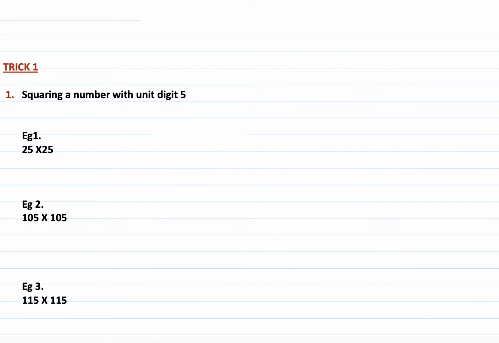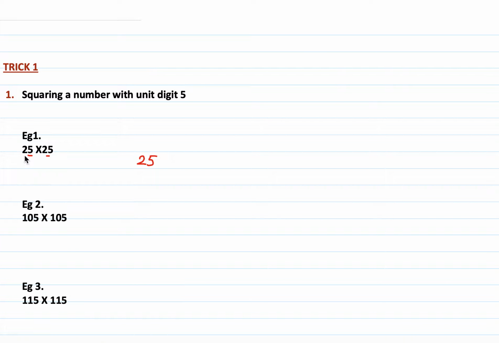The first trick is very easy. It is squaring of a number with unit digit 5. This trick is specifically for those numbers whose unit digit is 5. So my first example is 25 into 25. You can see here unit digit is 5. What is square of 5? It is 25. So last two digits will always be 25.